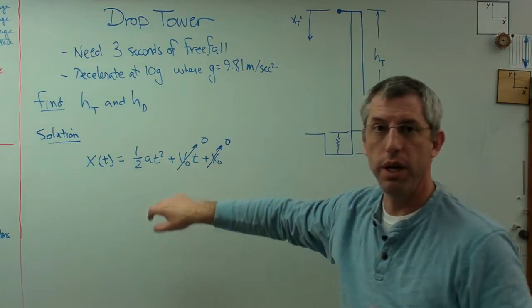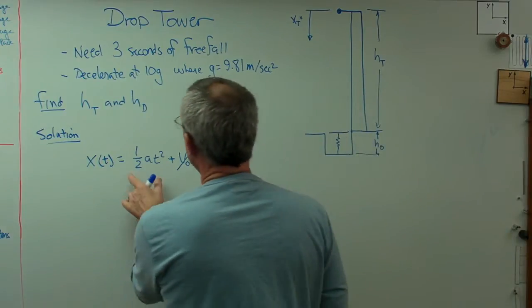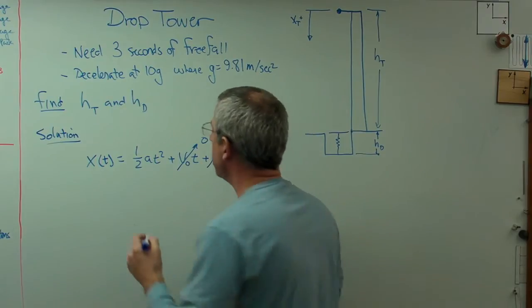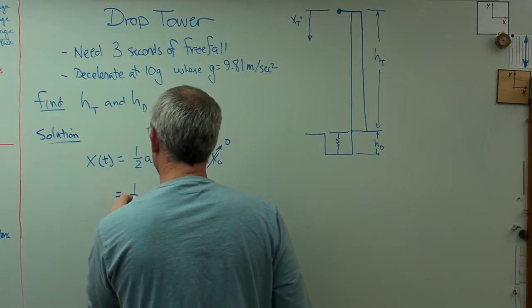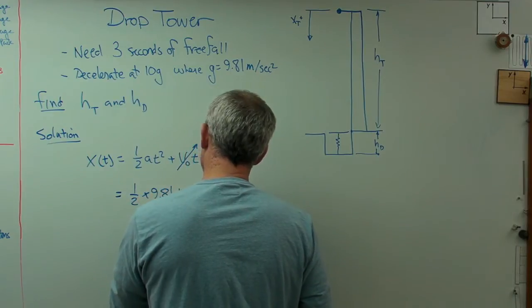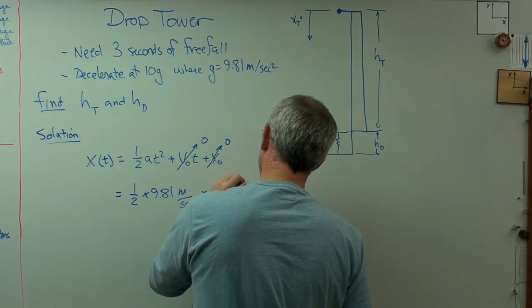Well, do we know T? You bet. We know we want 3 seconds of free fall. No problem. We know everything on this side. The only thing we don't know is on that side of the equal sign. Let's work it out. So it's 1/2 times 9.81 meters per second squared times 3 seconds squared.